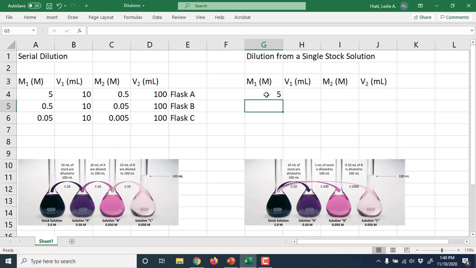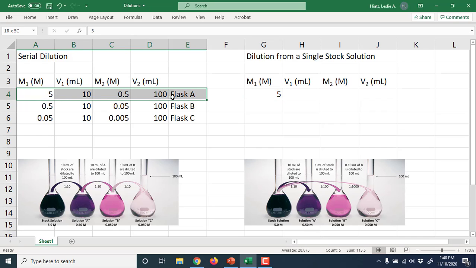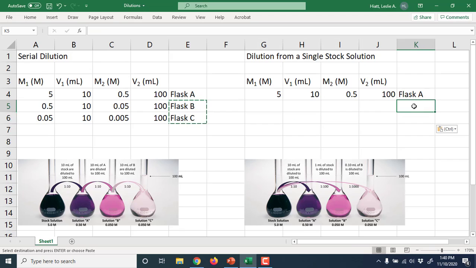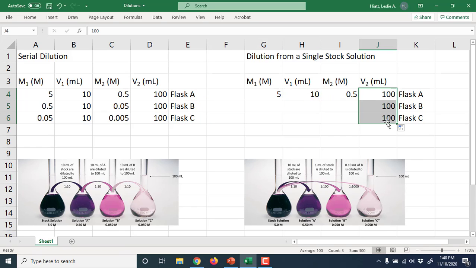So the difference between these two is this equation is still going to be the same, but my new molarity is 5 for every single case. So I'm going to copy that over, and then I'm going to make the changes here in a second. All right, I've copied them over. For the first example, it was definitely 10 each time and the total volume was 100. All of the total volumes are still 100.